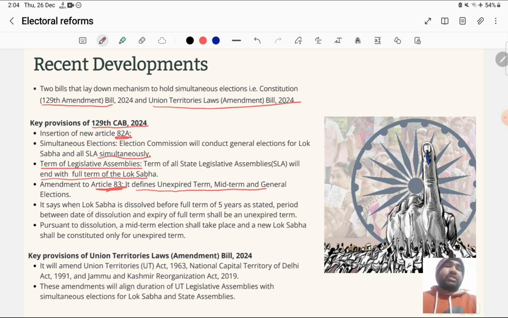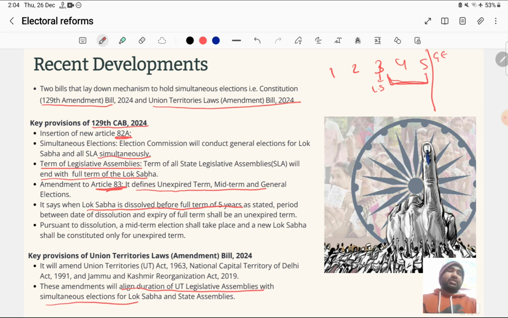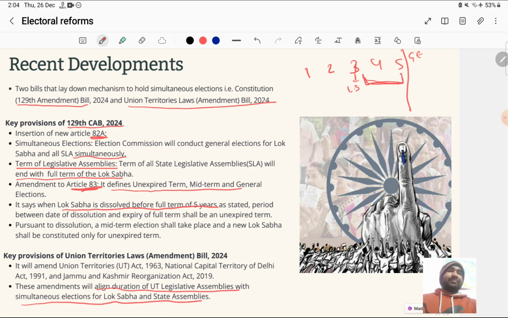It says when Lok Sabha is dissolved before its full term of 5 years. Let us consider 1, 2, 3, 4, 5, and now Lok Sabha is dissolved in the third year. So the next general election will be held for only the remaining time, and after 5 years again a general election will be done. Key provision for the Union Territories Law Amendment Bill: it was done again to align the duration of UT legislative assemblies with simultaneous election for Lok Sabha and state assemblies.